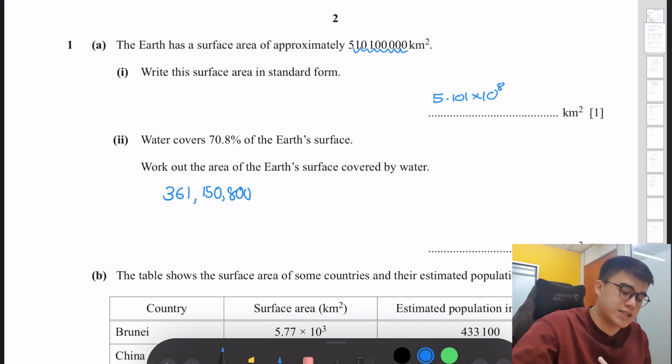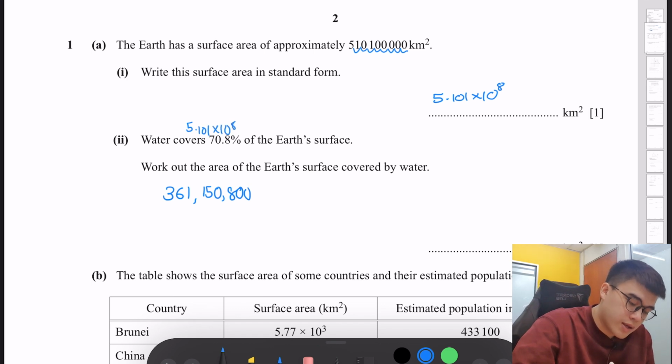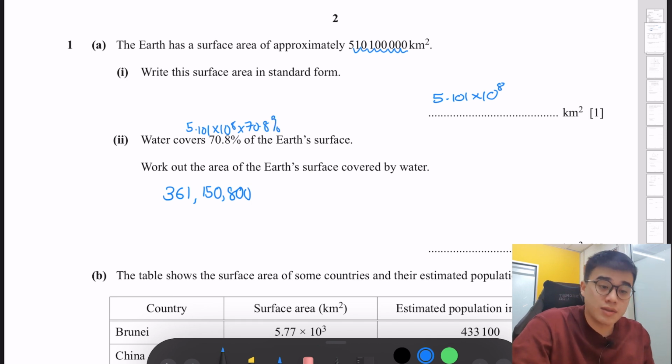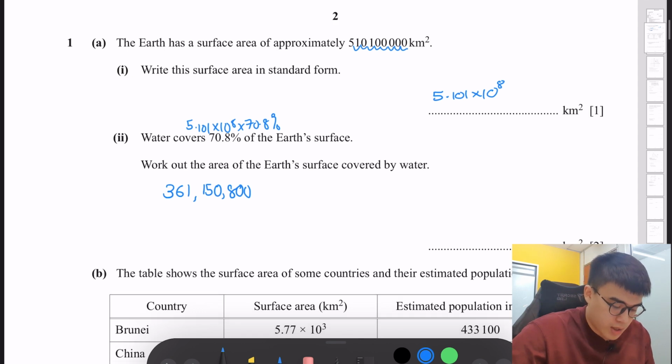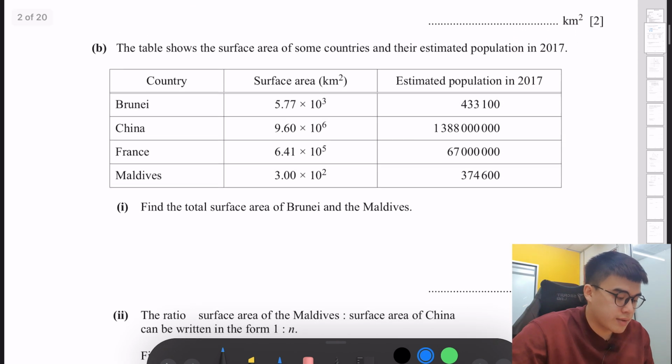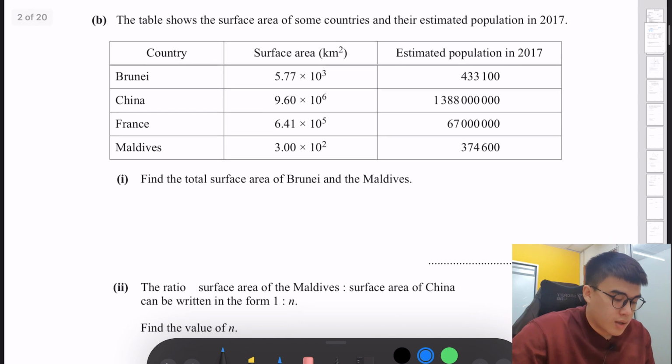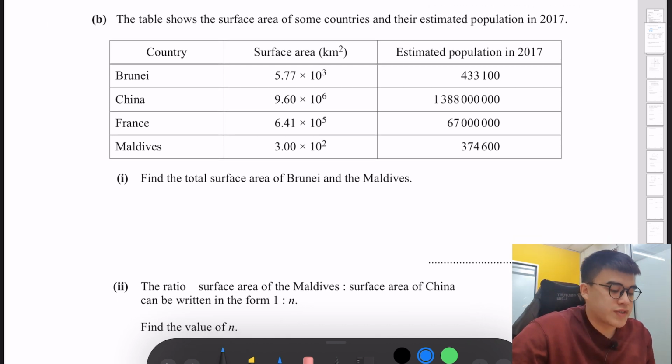What I key into the calculator is actually 5.101 times 10 to the power of 8 times 70.8% to make the calculation possible. For part B, let's look at the chart. The table shows the surface area of some countries and their estimated population in 2017. Find the total surface area of Brunei and Maldives.